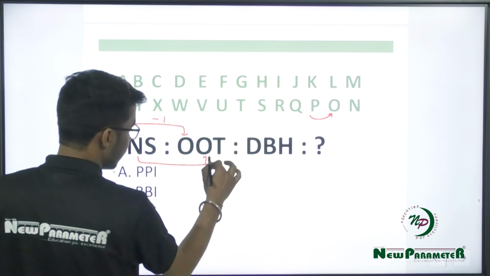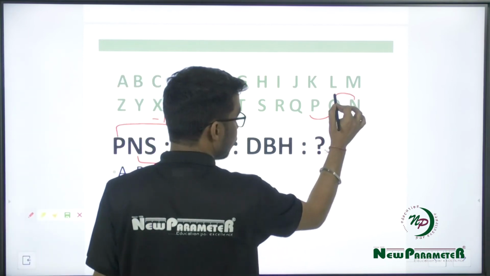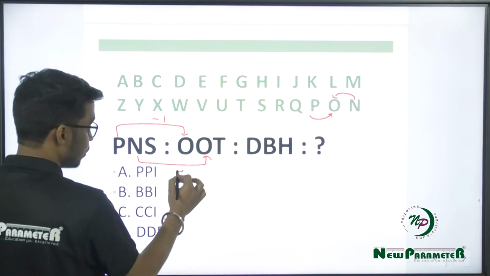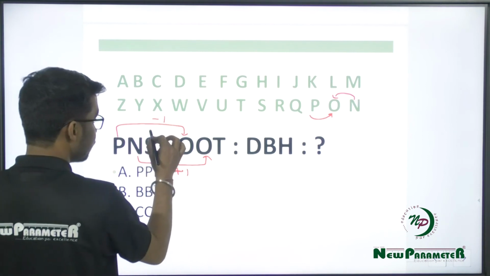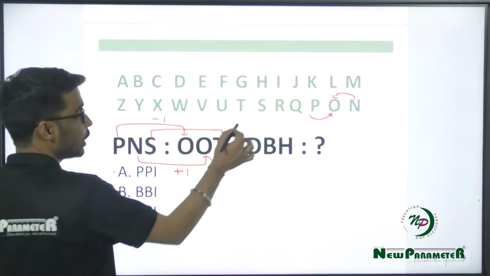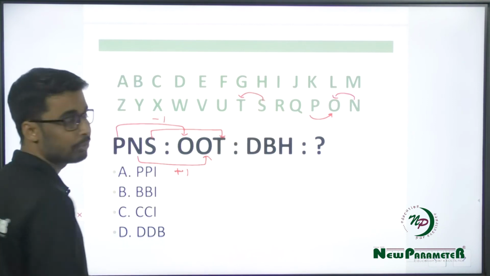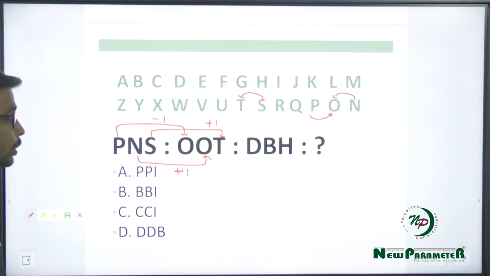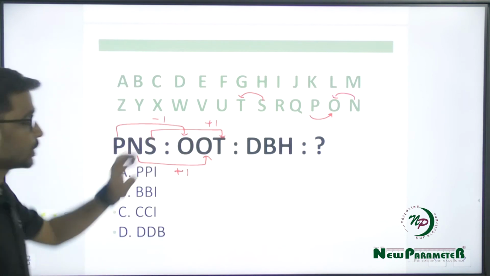N is related to O. From N to O, I will be moving forward and there is a gap of 1 letter, so it would be plus 1. And S is related to T. From S to T, I have to move forward with a gap of 1 letter, so it would be plus 1. So the logic here is minus 1, plus 1, plus 1.